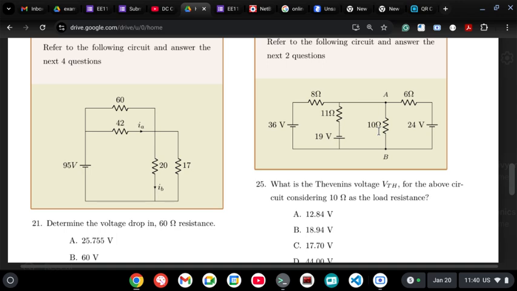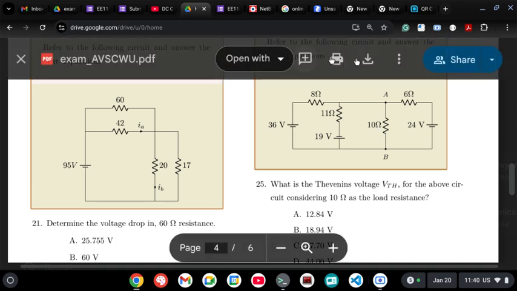But there are two unknowns, right? I1 and I2. So you will get two equations. Two unknowns, two equations. You have to solve it. Okay, so let's do it. Time is 10:40, so let's spend some time and do it. So this is the circuit: 36, 8, 11, and 19.